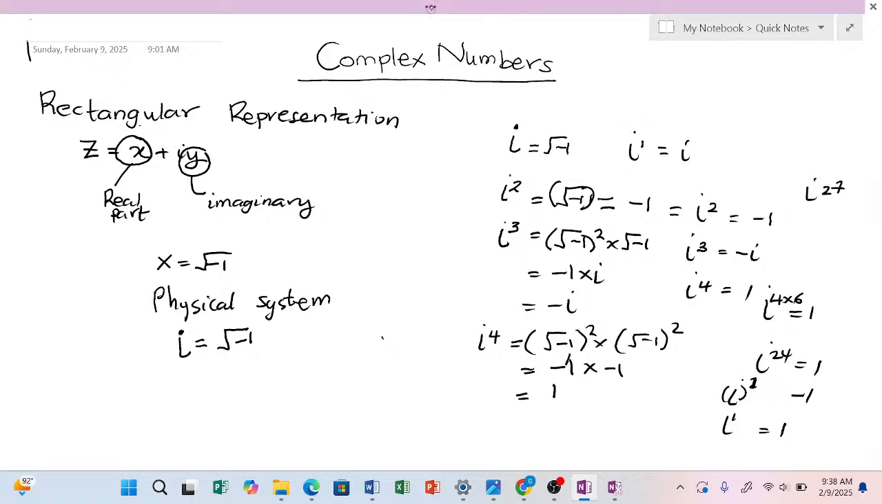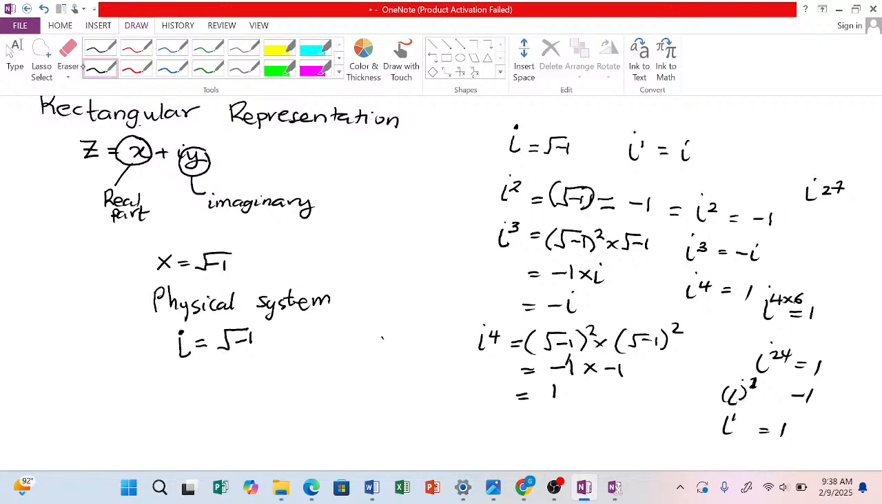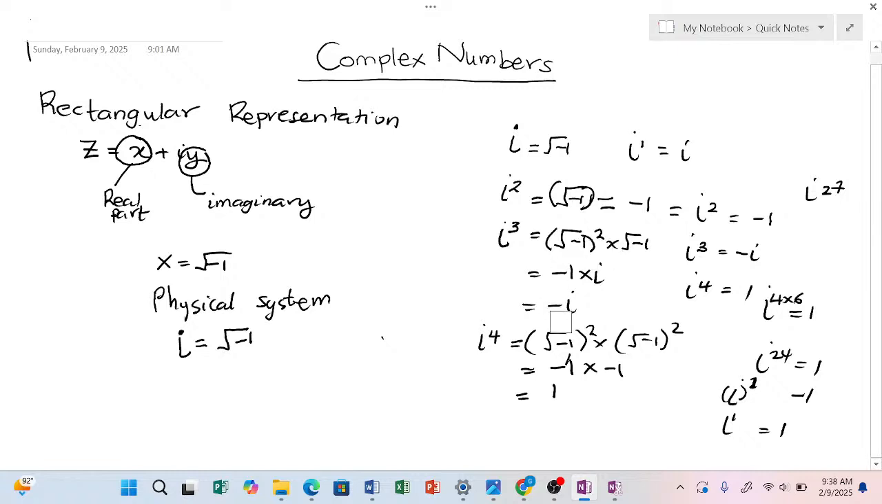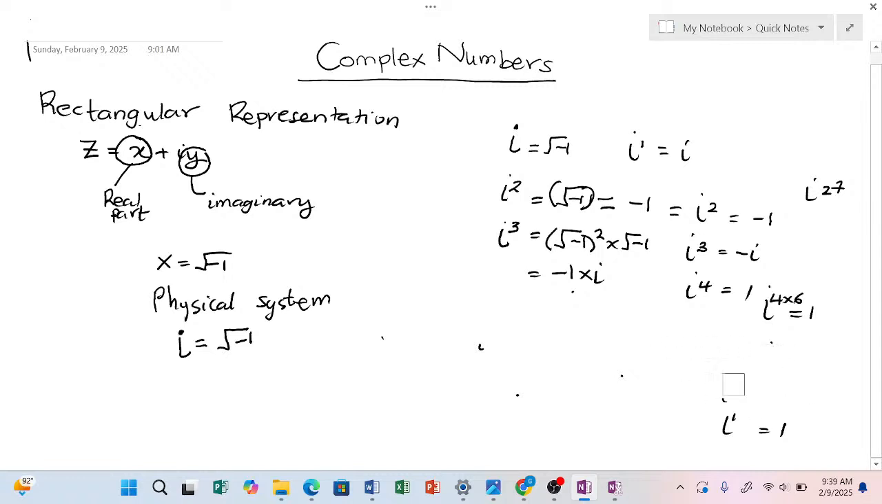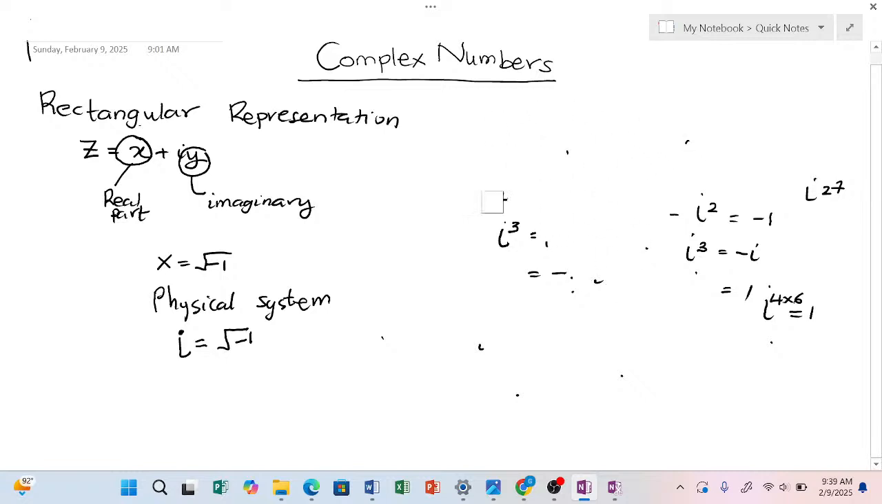So let's take an example of what I just illustrated here, so that we see how we can do it at a faster pace.